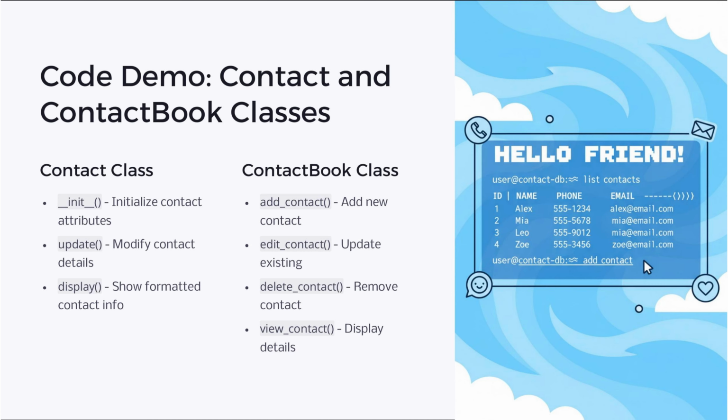The contact class initializes attributes, updates details, and displays formatted information. Meanwhile, the contact book class efficiently manages contacts by adding, editing, deleting, and viewing contact details. This structured approach ensures organized and scalable contact management, setting the stage for integrating a graphical user interface.